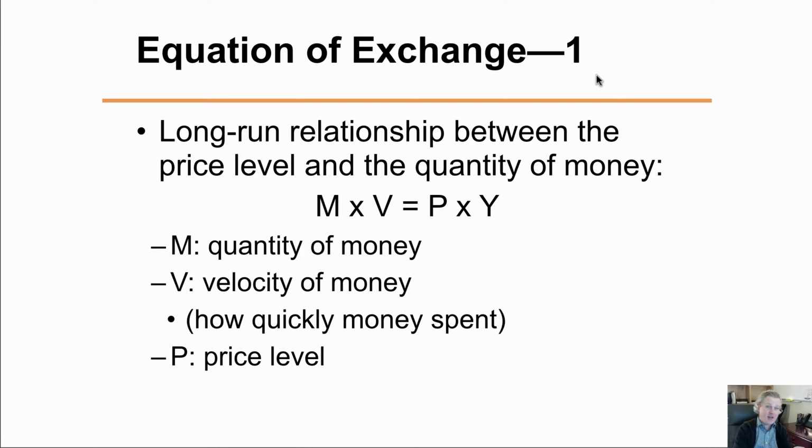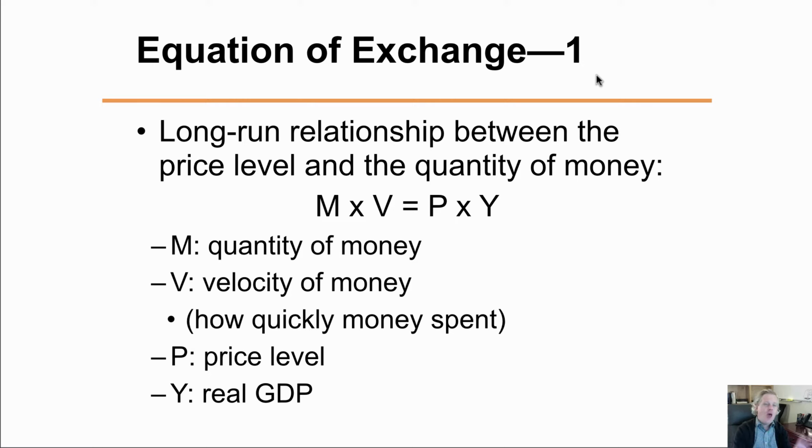P is just the price level, which we saw how to calculate in screencast 1. And Y is the GDP for a particular time period. And that is real GDP. So this is GDP with inflation already taken into account.